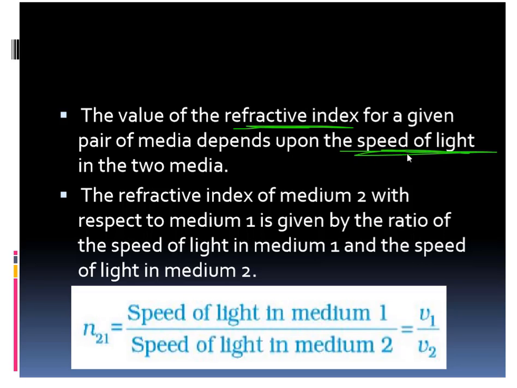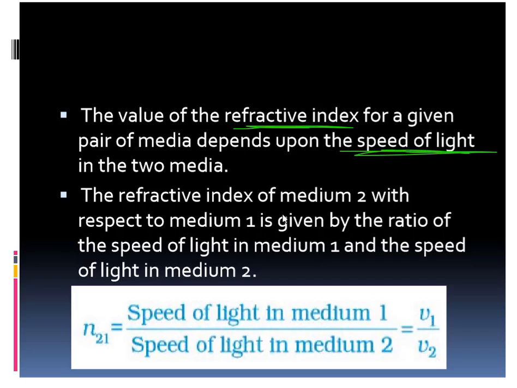And what does the speed of light depend upon? The speed of light depends upon the density of the medium. So if the density of the medium changes, the speed of light will change. If the speed of light changes, then the angle of refraction will change. If the angle of refraction changes, then the ratio of sine of angle I and sine of angle R will change. If these two values change, then the refractive index will also change. Is it not? Okay. So the refractive index of medium 2 with respect to medium 1.